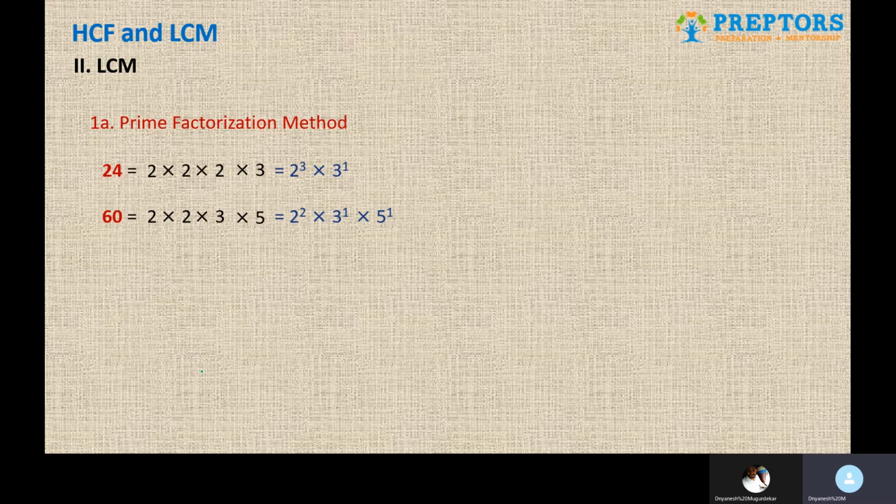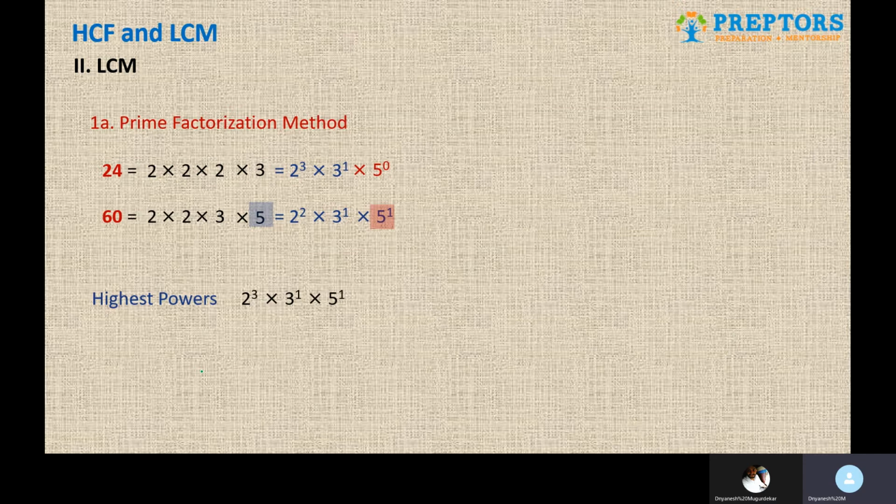So highest power, when we compare 2 raised to 2 and 2 raised to 3, obviously highest is 2 raised to 3. So we will select that. 3 raised to 1, 3 raised to 1, no choice really. We will choose 3 raised to 1. And 5 raised to 0 and 5 raised to 1. Obviously, highest is 5 raised to 1. So we have to take highest power, and again, as usual, multiply everything. That will give you your answer.